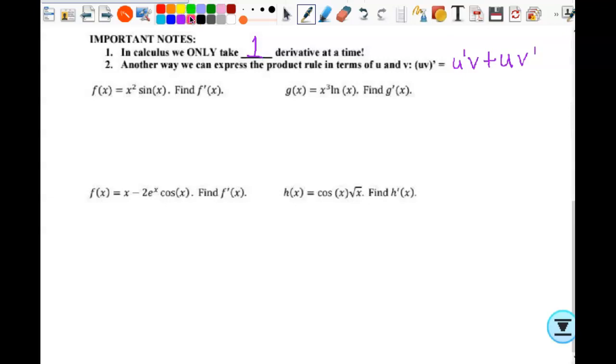All right, so let's try f prime of x here. Our rule is the derivative of the first. So what is the derivative of x squared? 2x. So that's the derivative of the first times the second, which is sine of x, and then plus the first, which is x squared, times the derivative of the second, which is cosine x. And you're done.